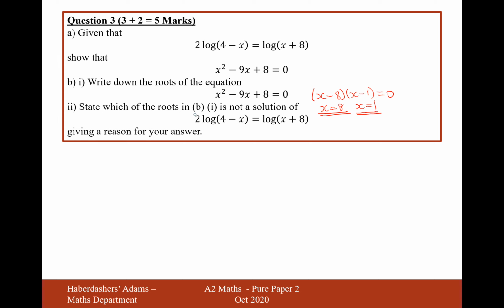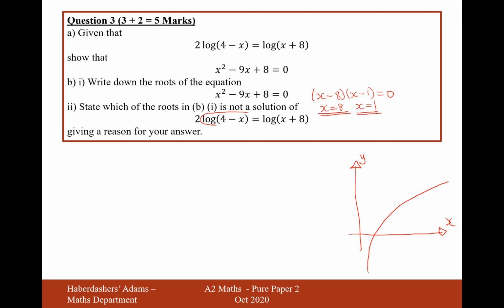State which of these roots in part B is not a solution of the equation, giving a reason for your answer. Well, the reason for this answer is going to refer to the fact you're not allowed to log any kind of negative value. This is a diagram of the log graph, and you can see there's actually no inputs on the left hand side because you can't log a negative number. So we've got 2 answers here, 8 and 1.